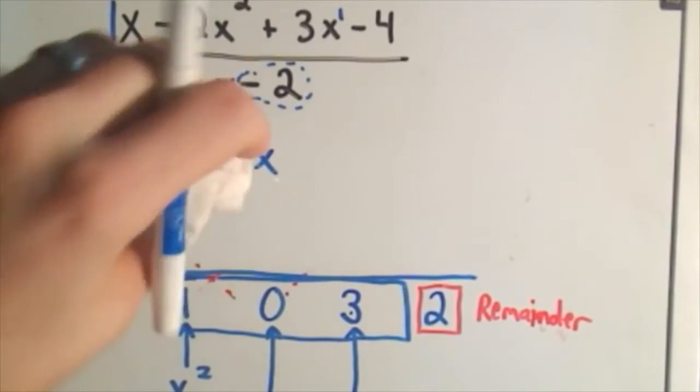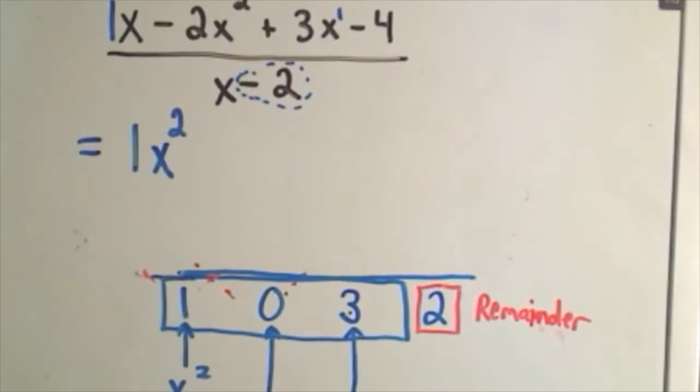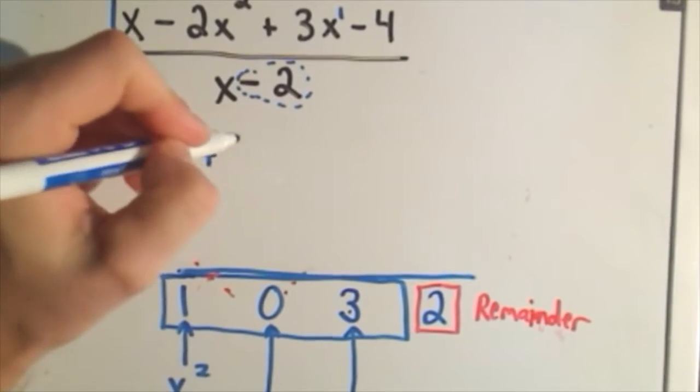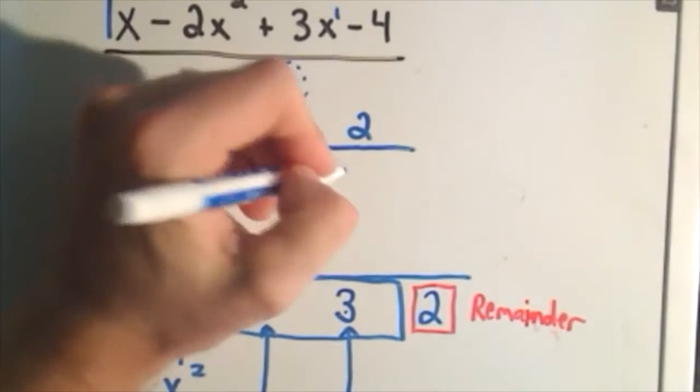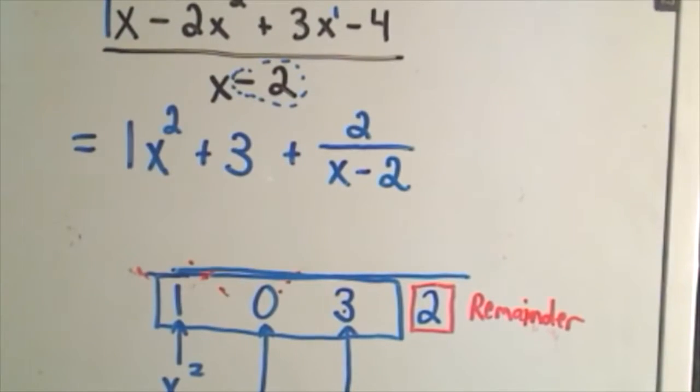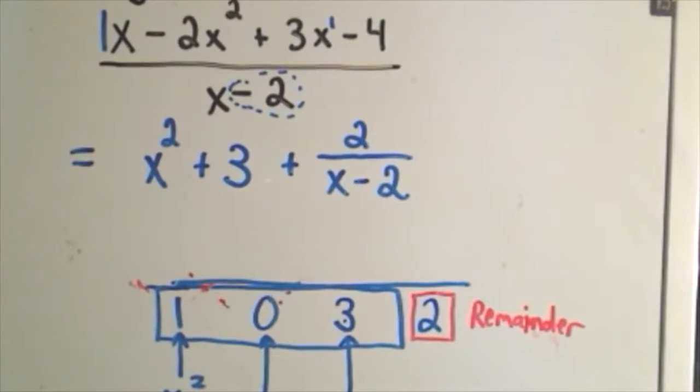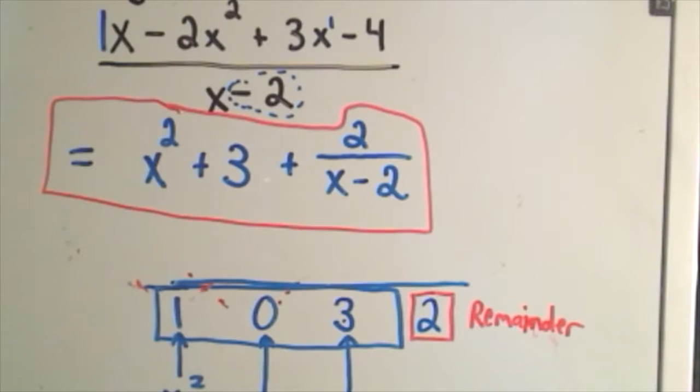So usually 0x, we'll just leave that out, so I'm going to erase it. So 1x squared plus 3, and then my remainder is 2, and we put that over whatever we were originally dividing by, which is x minus 2. And now we have broken up our original fraction into something a little bit more simple, okay? So this would be your solution after you did the synthetic division.